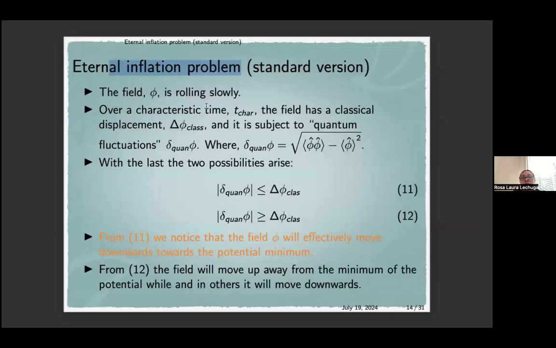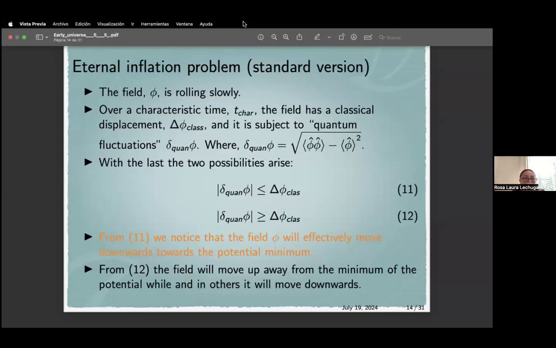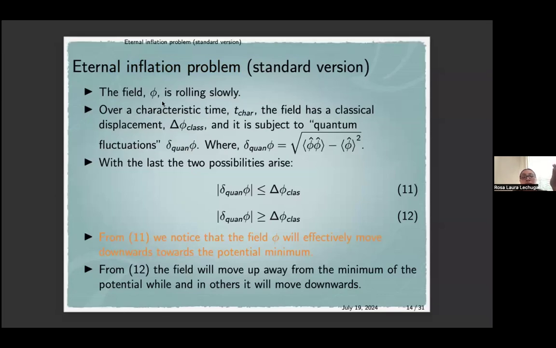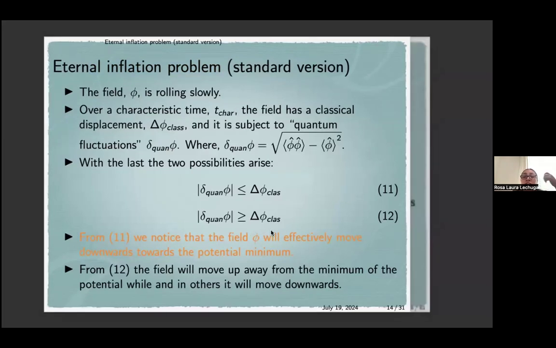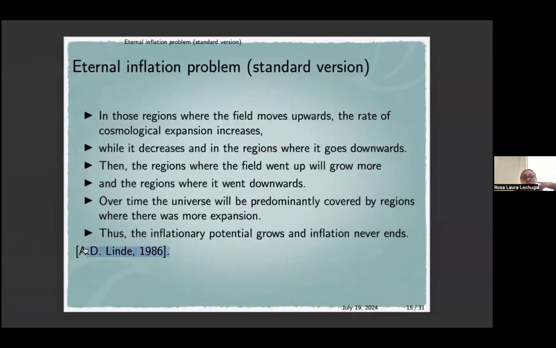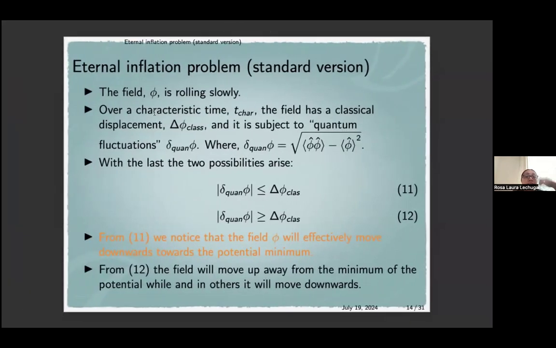So what is the eternal inflation problem? The people then thought the following idea. Okay, we know that the field, sorry, I had put the label 0 because I tried to describe the zero mode of the inflation field, but I use the notation that the author used in the paper. So the people thought the field is rolling slowly over the potential that you choose. In our case, for instance, the harmonic oscillator potential.